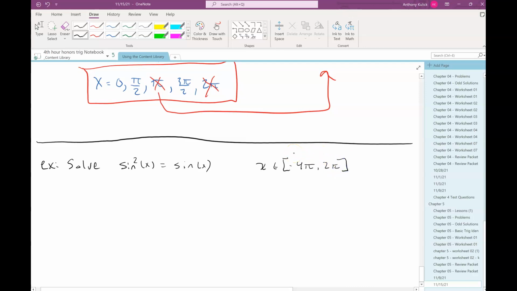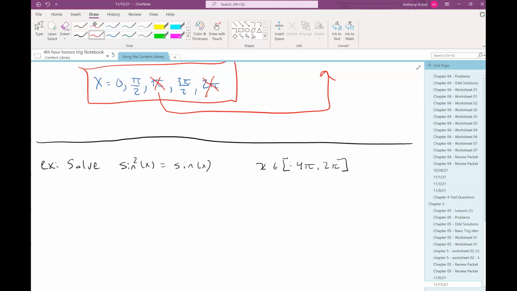Because we're going to use a different interval on this one. So let's say we want to solve sine squared x equals sine x, where x is on the interval from negative 4 pi to positive 2 pi. Notice there's brackets at both ends of this.